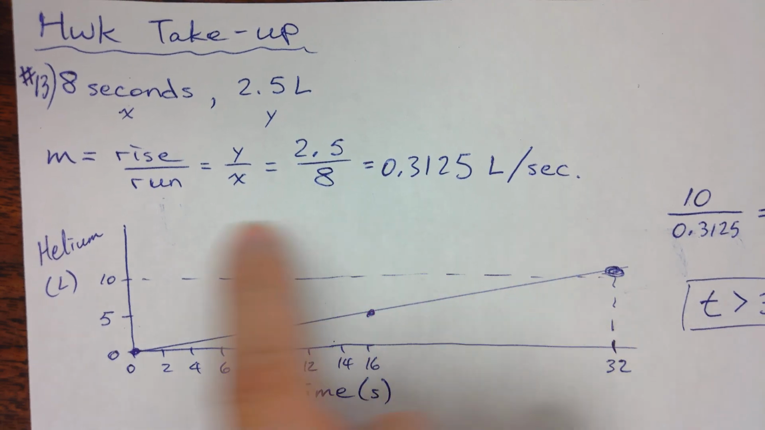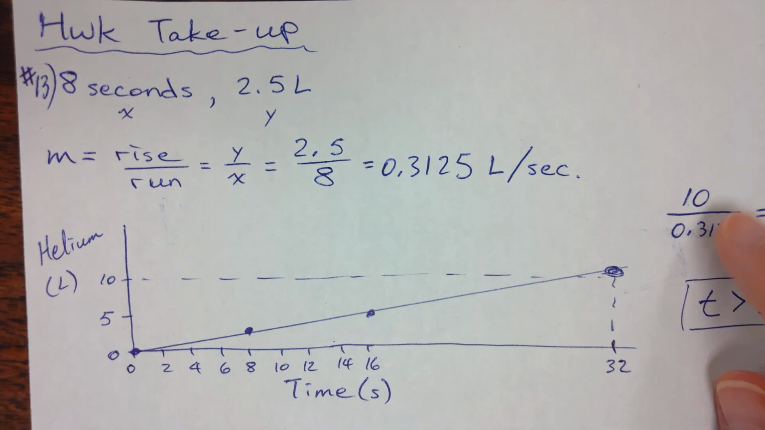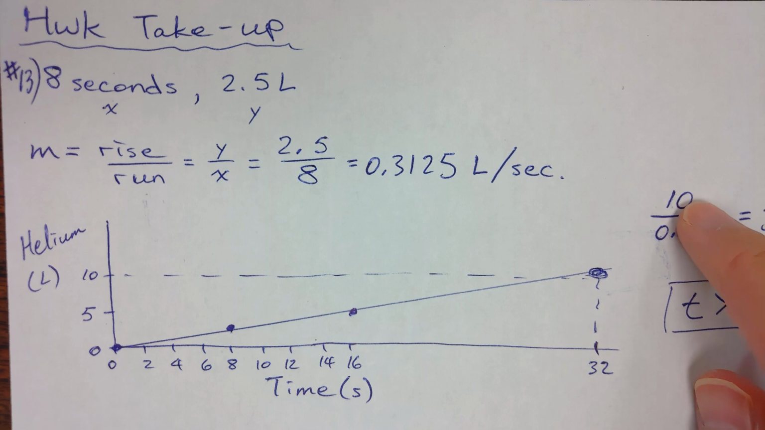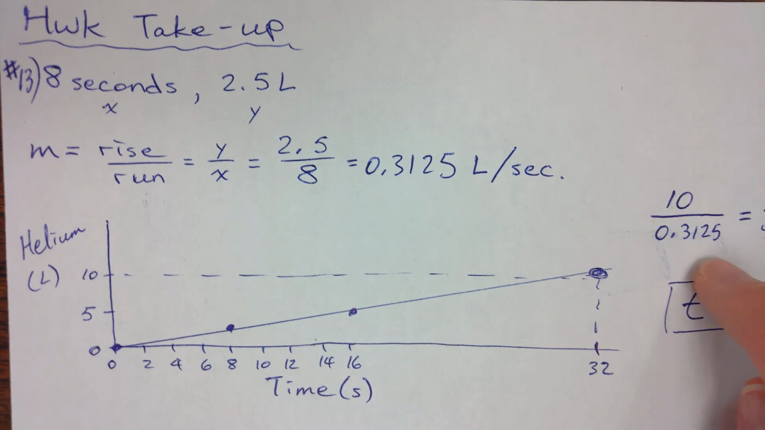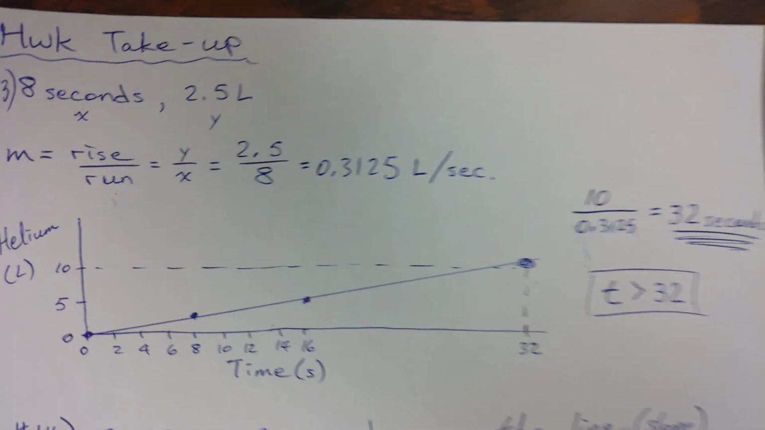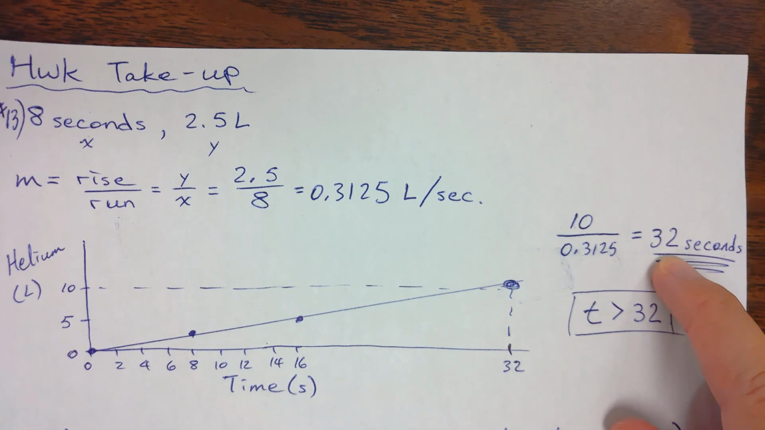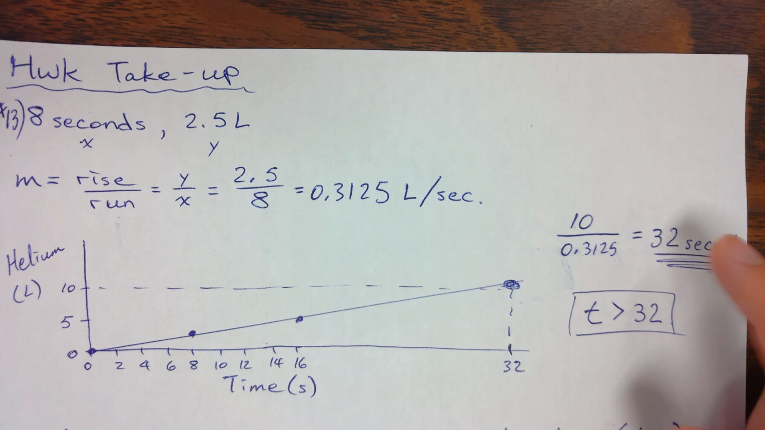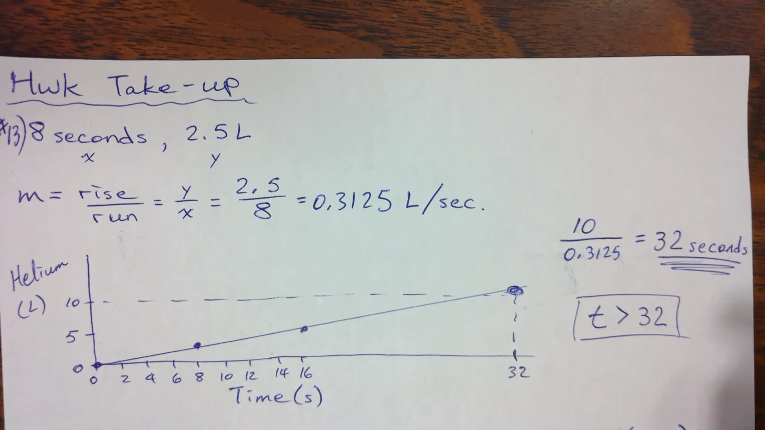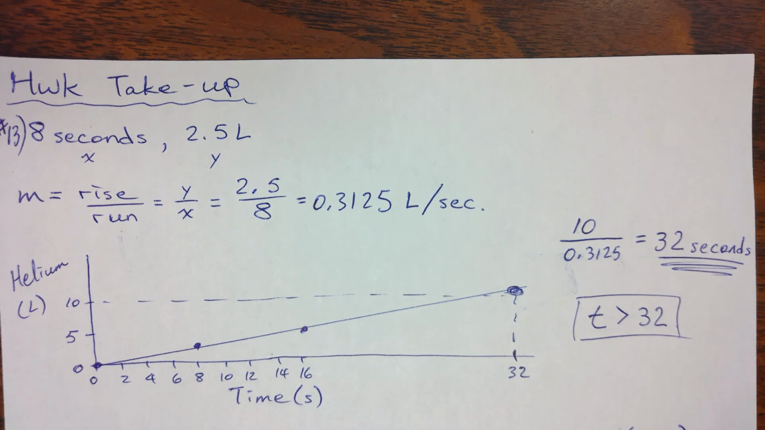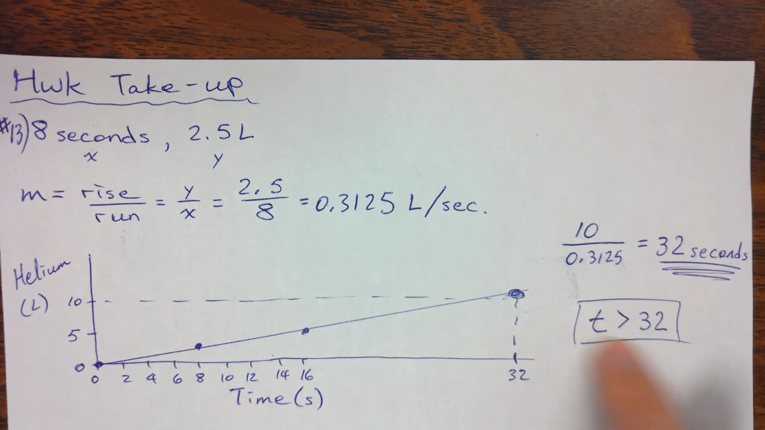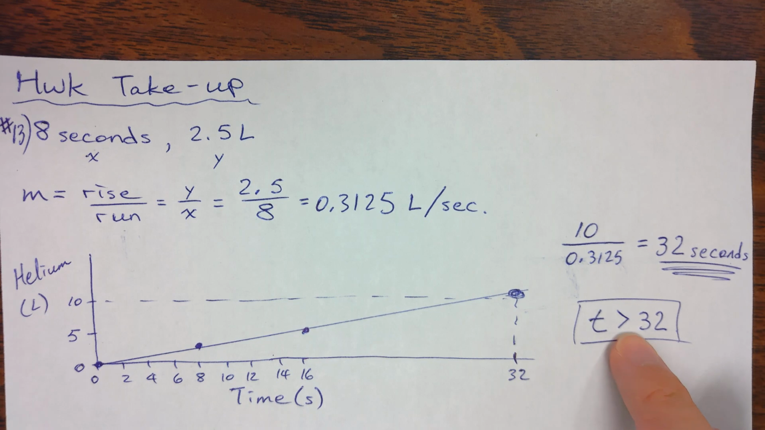So this is the graphic way. If you were to do it mathematically, you could do 10 liters divided by 0.3125, and you'll also get 32 seconds. Okay. The question says it will burst after it's more than 10 liters. So remember what we did last chapter with the inequality? So that means the time is greater than, not equal to, 32.